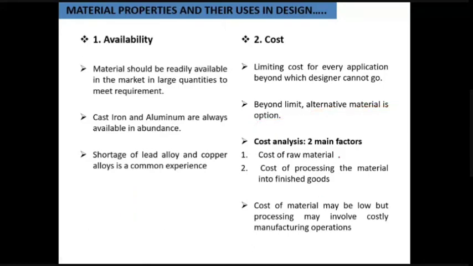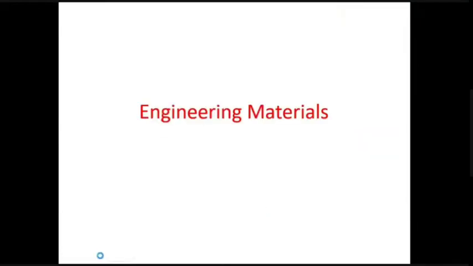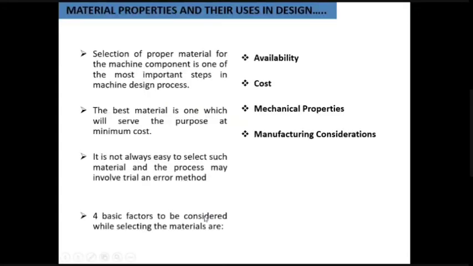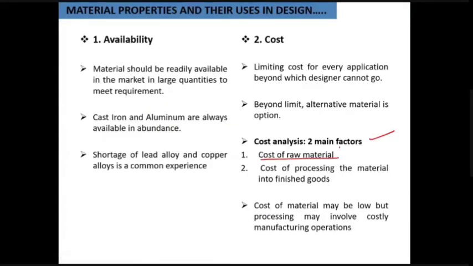Now, very important, in cost analysis there are two main factors. What are the two main factors? First is the cost of raw material, and second is the cost of processing the material into finished goods.